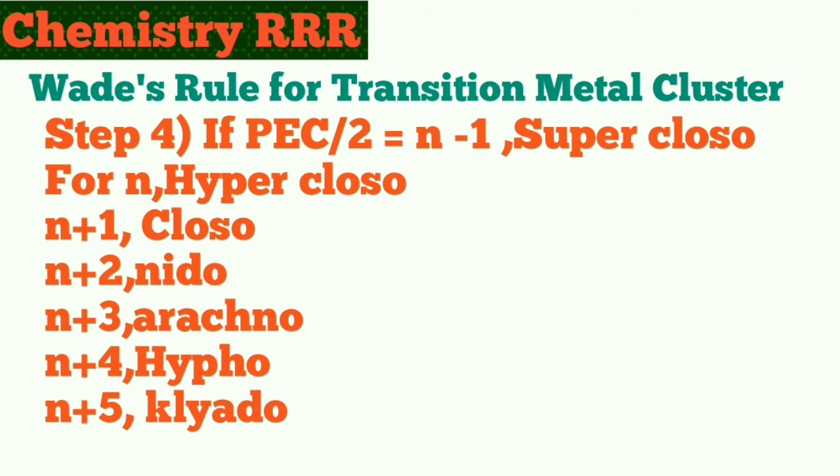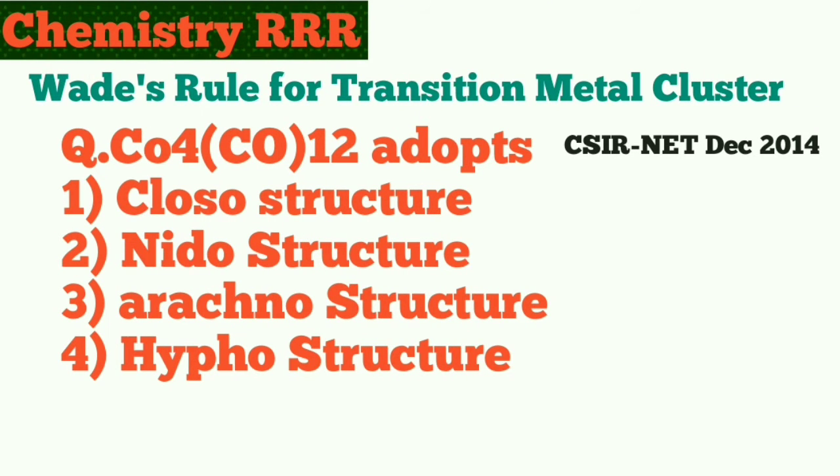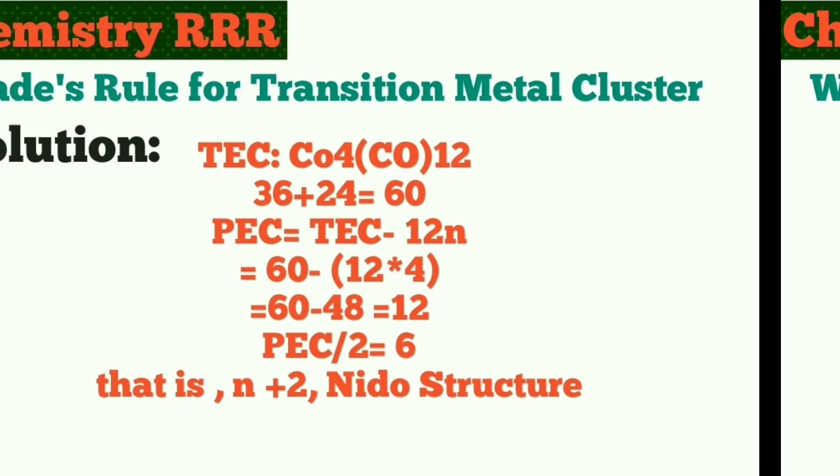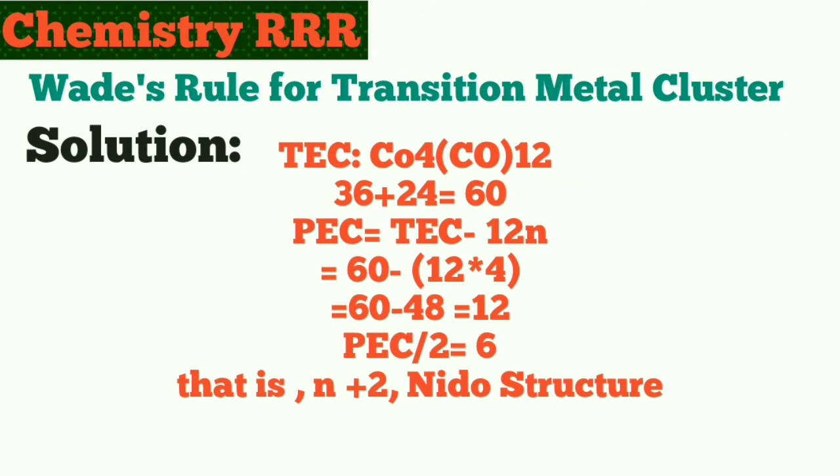Now let's see our example. Co4(CO)12 adopts the structure, that is closo, nido, arachno or hypho, these 4 options are given. Now let's see the solution for this question. The solution: first we have to determine the total electron count.